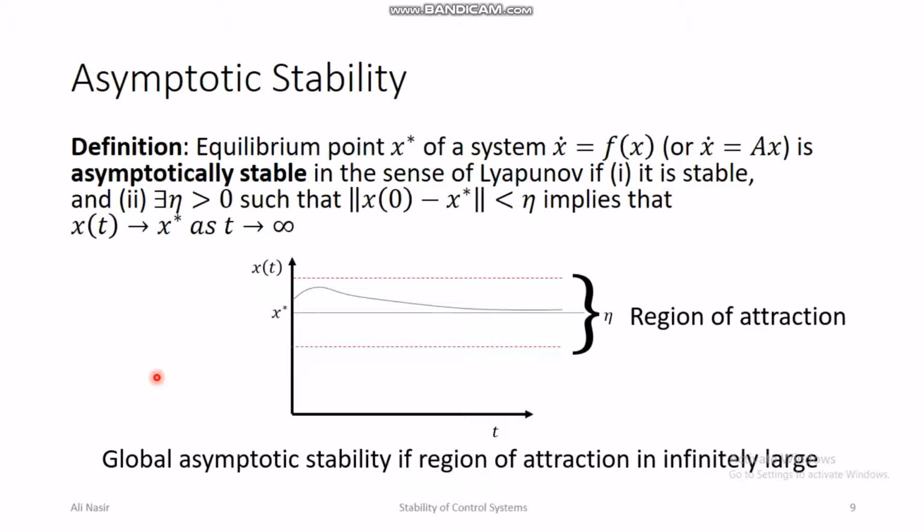For linear systems, asymptotic stability implies global asymptotic stability. You cannot have asymptotic stability in a linear system that has a finite region of attraction. A finite region of attraction is only possible in non-linear systems. For linear systems, if there is any region of attraction, it is always infinite.